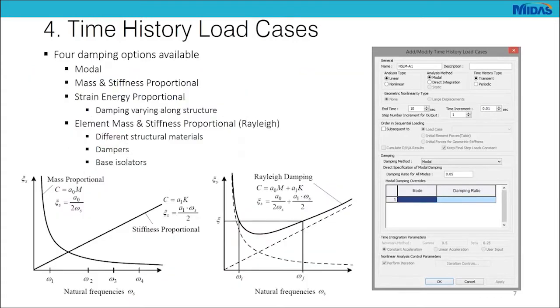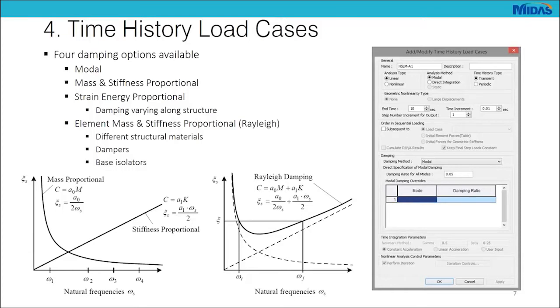Now, maybe the most complicated item to consider when it comes to this type of analysis is damping. There are four types of damping available. Maybe the most commonly used is modal damping. The Eurocode also helps us with choosing the relevant damping ratio, critical damping ratio for our structure. We can also assign damping proportional to mass and stiffness. We have options to choose which of these should be relevant in the calculation of the damping.